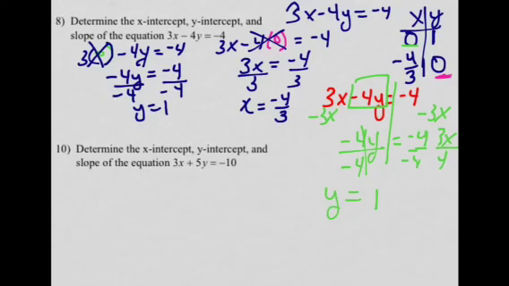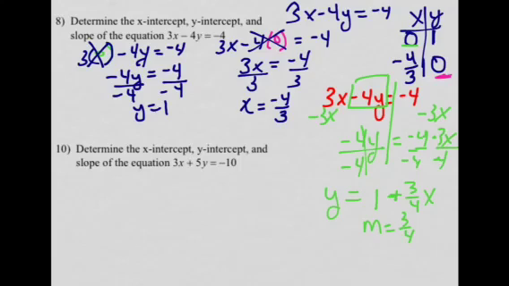Okay. And then we have 3 divided by negative 4, which is a negative 3/4 x, which means my slope, oh, careful, we had a minus 3x there, so we had a negative divided by negative, so that's actually a positive 3/4. So we have a slope of 3/4.